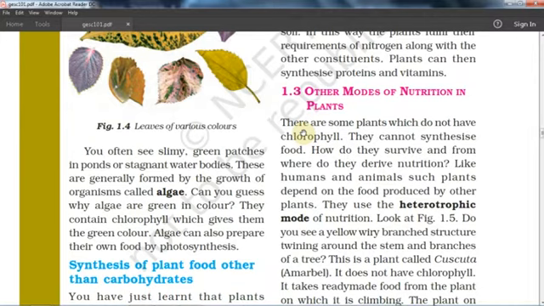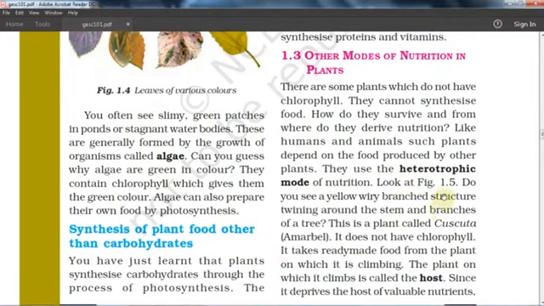Some plants do not have chlorophyll, so they cannot synthesize food. Then how do they survive? And from where do they derive nutrition? Like humans and animals, such plants depend on the food produced by other plants. And they are called what? They are termed heterotrophs, and their mode of nutrition is called heterotrophic nutrition.